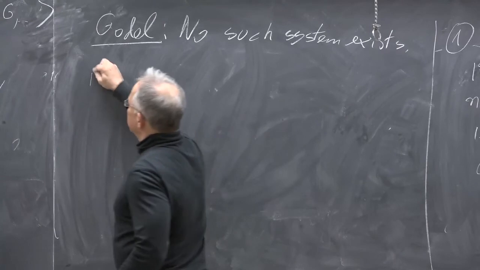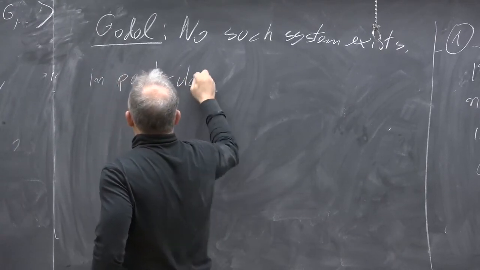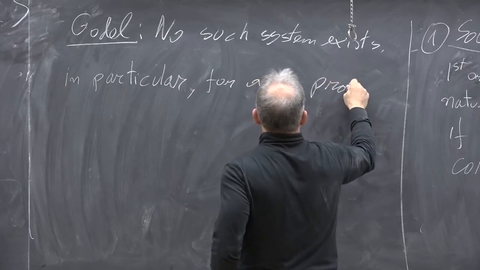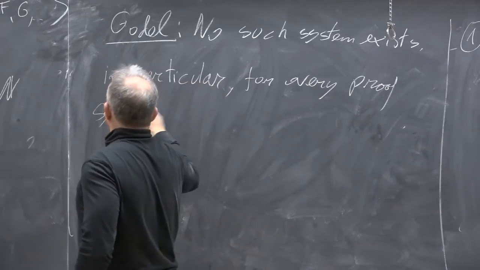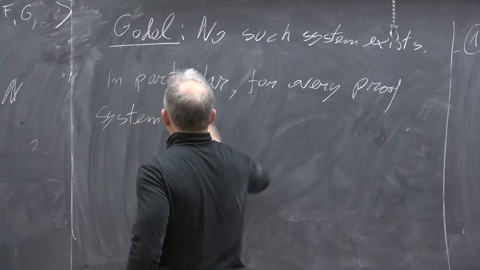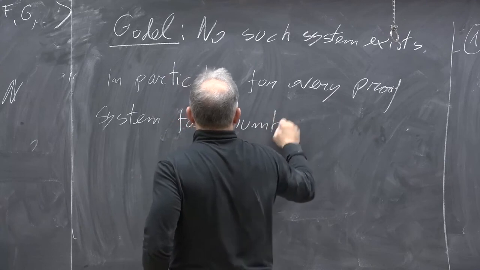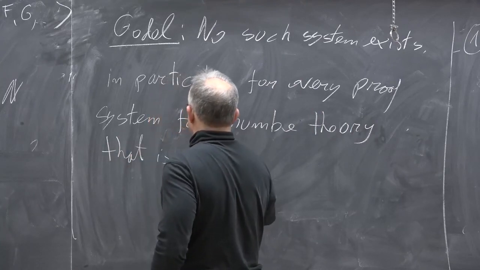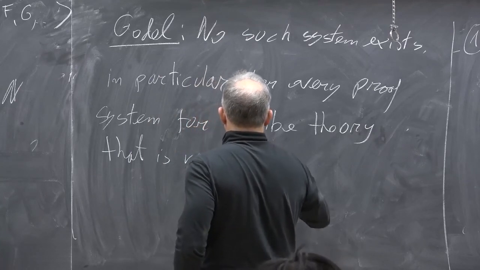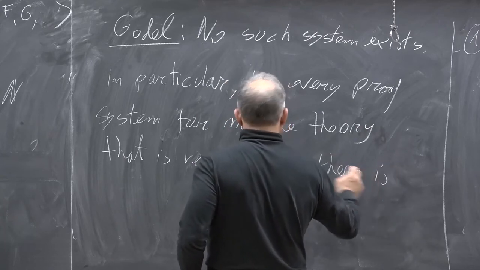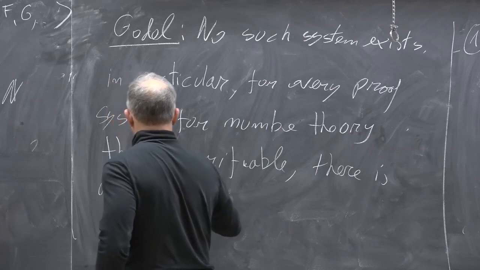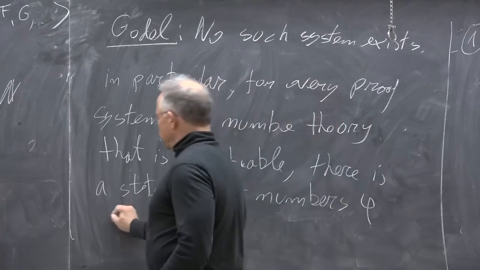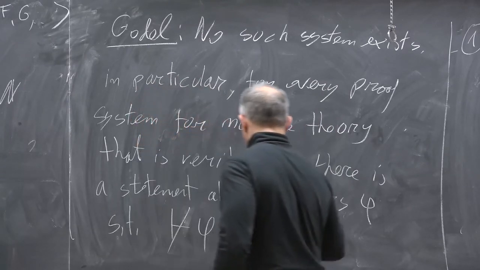So in particular, for every proof system that is verifiable for numbers, number theory, there is a statement about numbers phi such that you cannot prove phi and you cannot prove not phi.